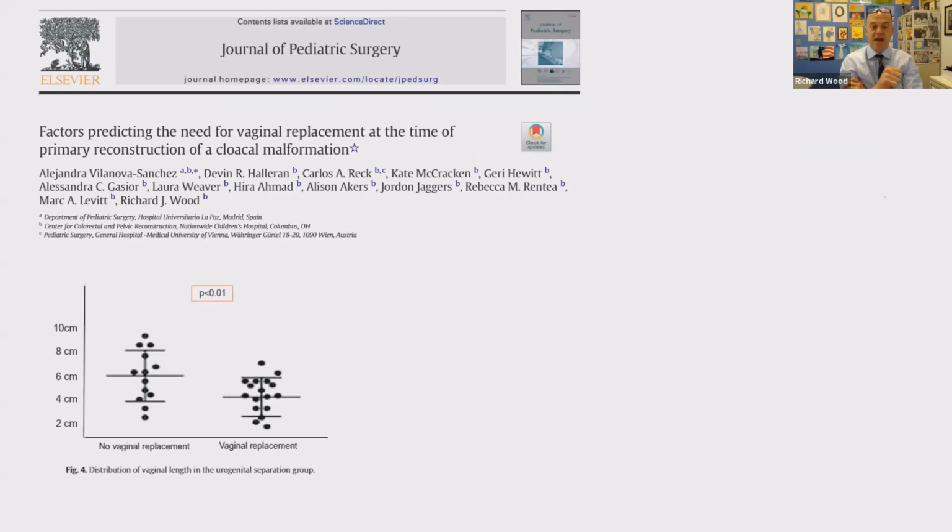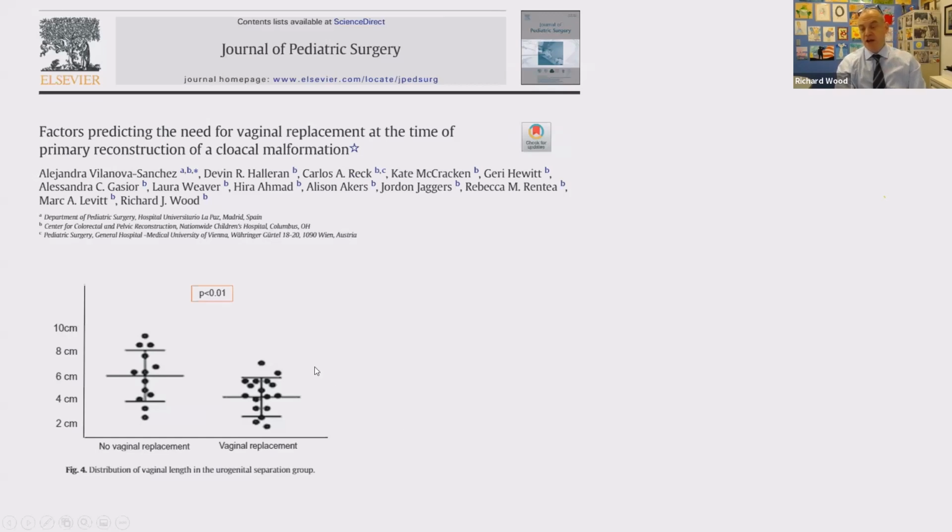And what we were able to find was that the only factor that really determined the need for vaginal replacement was the length of the vagina. It was much more likely, if the vagina was short rather than long, that they would need a vaginal replacement. Now, unfortunately, you can see here that the confidence intervals in this study were crossing, and so we don't have one number for you, but we do know that if the vagina is less than 6 centimeters long, when you measure it, your chance of needing to do a vaginal replacement is higher than if it's longer than that.